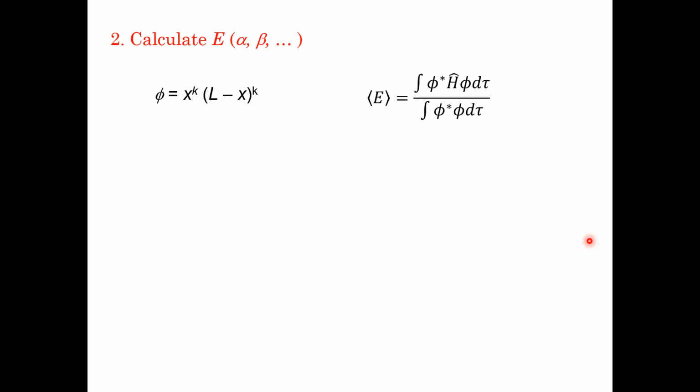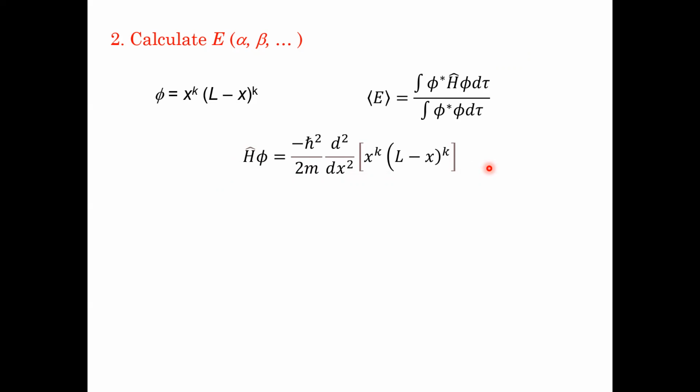Second step, calculate energy as a function of your variational parameter. Here's my trial function with my variational parameter k. This is my formalism for calculating energy. I introduced this in the last video. And I'm just going to walk you through a little bit of this. One of the first things that you're going to have to do is calculate a Hamiltonian operating on phi. That will look something like this, negative h bar squared times the second derivative of this function. Remember that k is just a number. It could be 1, it could be 2, it could be whatever.